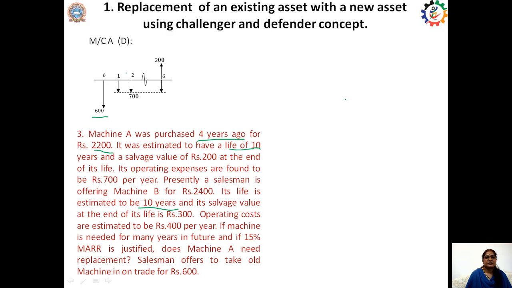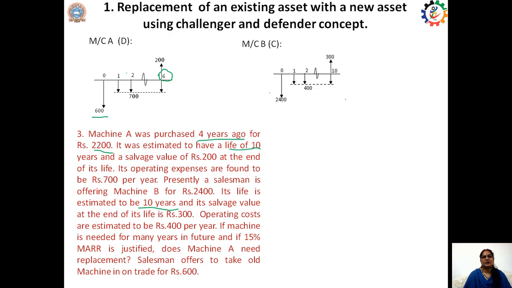Present, okay, 200 is the salvage value. Can you make out 200 salvage value? 700 operating cost. And important is, please note that 6 years remaining is only considered, not 10. So now let us see how it is solved.